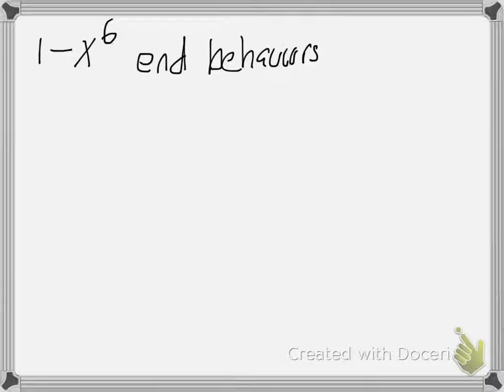So here we go. The first one was question number 2 in the first homework problem, and that was 1 minus x to the 6th. And you were supposed to tell me the end behaviors. I was surprised that so many of you got this one wrong. So let's take a look at it.